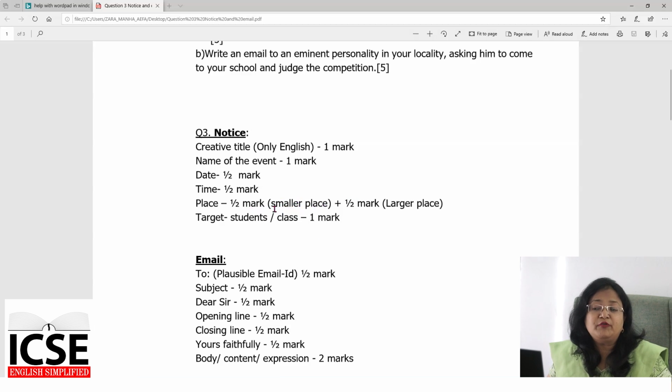It could be the name of a hall and the larger place the name of a school. So you move from the smaller to the larger place. You cannot mix this up. You cannot write the larger place first followed by the smaller place. If you do, you will not get your marks. Finally, the last 1 mark is for the target audience or for whom the notice is meant. So if you have this clearly in mind where the 5 marks are, you can make sure that you get all your 5 marks when you're writing the notice.